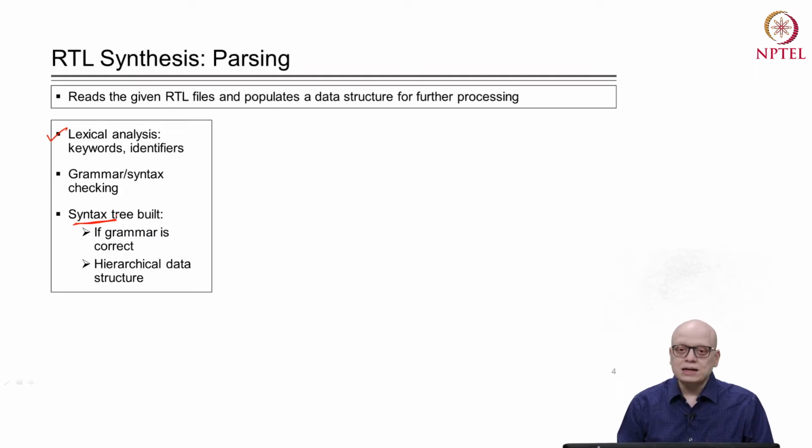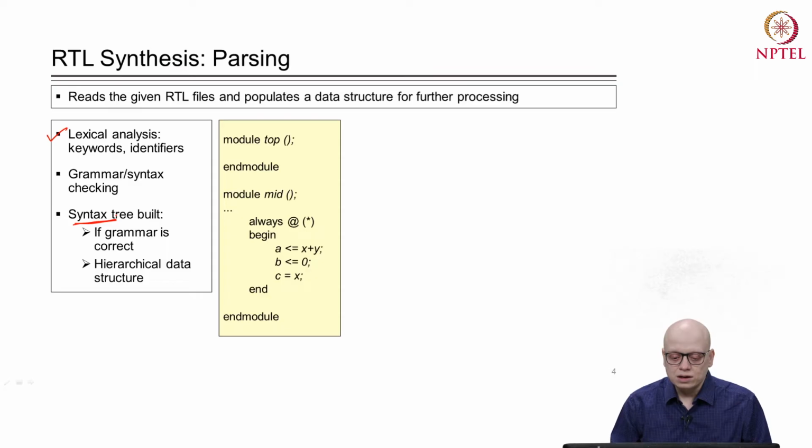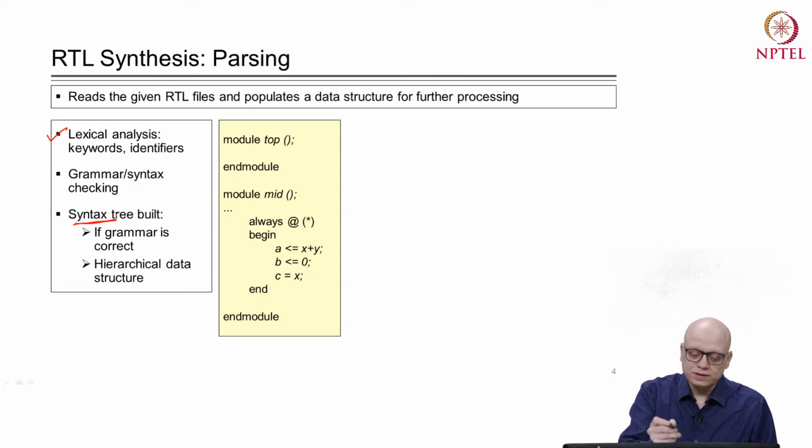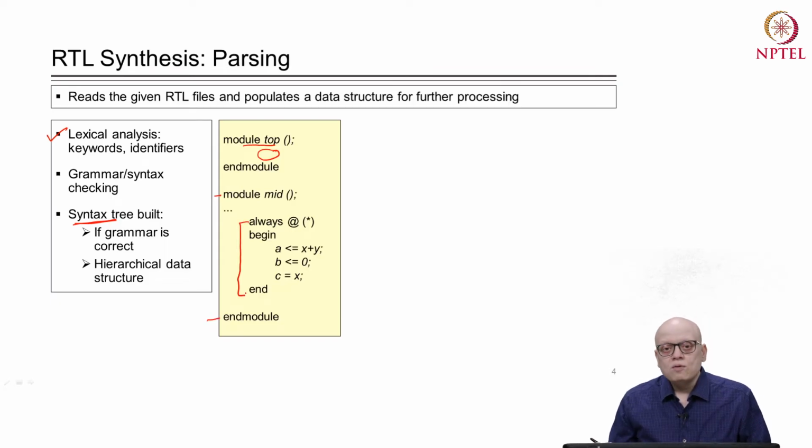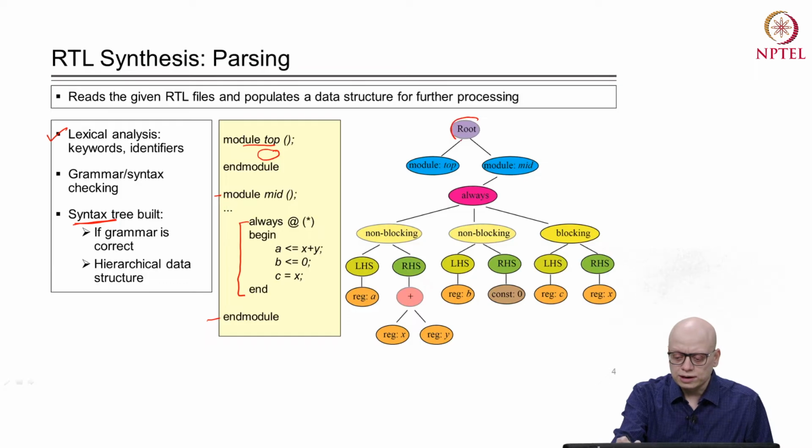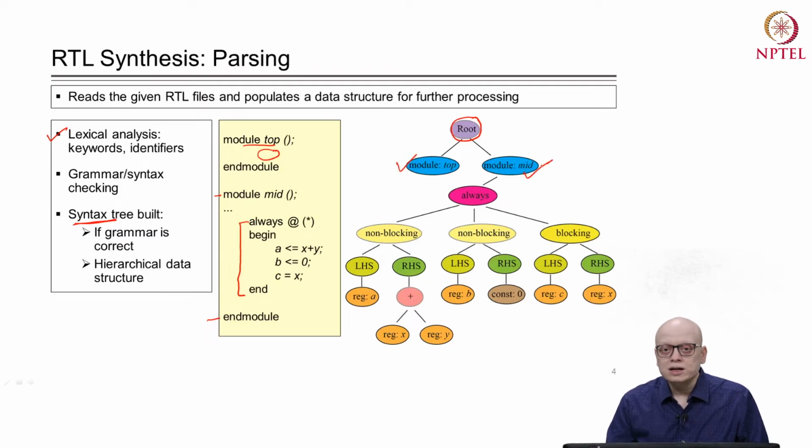Let us take an example of how this is done. Suppose the RTL synthesis tool is given a Verilog file in which there is a module, say top, and for simplicity we are not showing the internals of this top module, and there is another module, say mid, which contains an always block and so on. What will the syntax tree for this code look like? It will be something like this. At the top there is a root. In Verilog, the module is the topmost entity of a design, so the root will have various modules as children. In this case there are two modules, top and mid, and those become the children of the root.